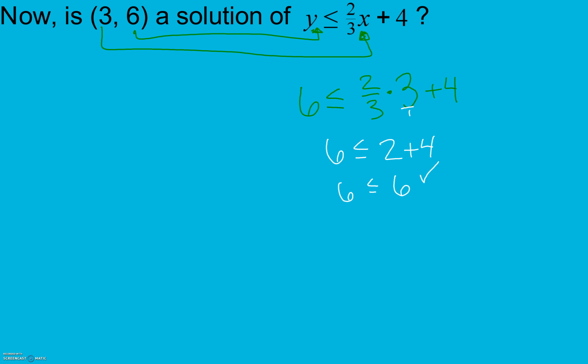Yeah. It doesn't have to be less than. It can be either one. So it can be equal to or it can be less than. It just has to be true in one way or the other. So because it has this cute little equal to line right here, it means it can be equal to, and here 6 is equal to 6. So yes, this is a solution.